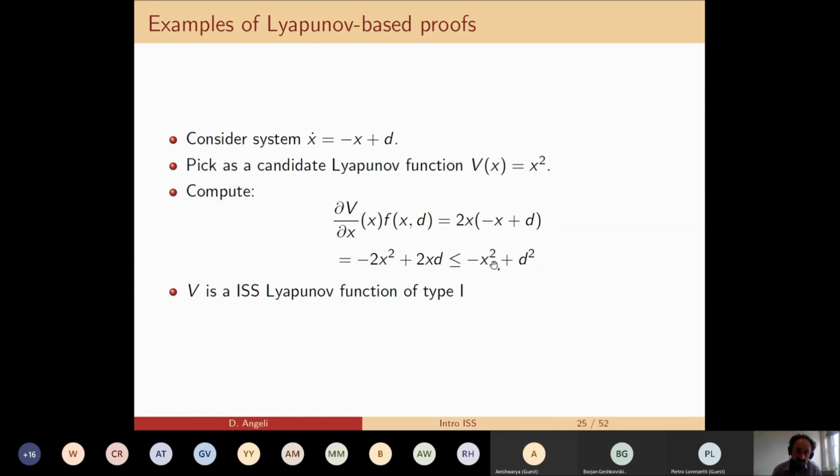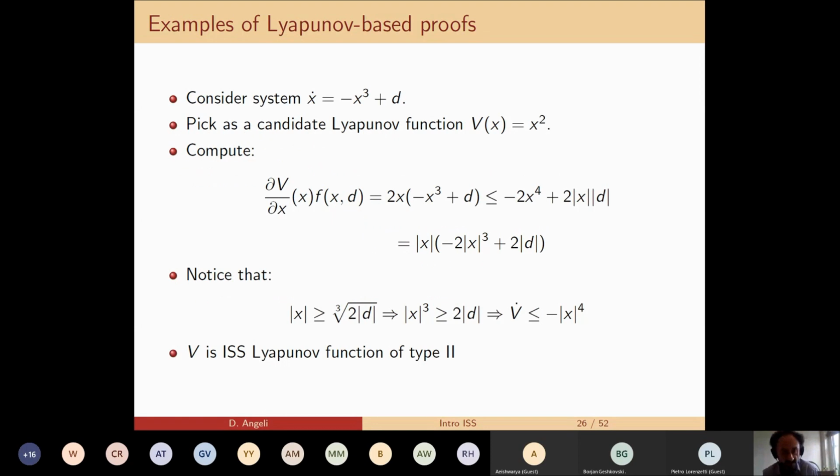And here you can do it quite straightforwardly, because you sacrifice a little bit of this negativity. You only get a minus 1 here, and you add a plus d squared on this side. And if you see, this is basically the inequality (x minus d) squared greater or equal than 0. So this technique is the completion of square technique. Inequalities of this kind are quite useful in the ISS realm. So we've got a Lyapunov function of type 1.